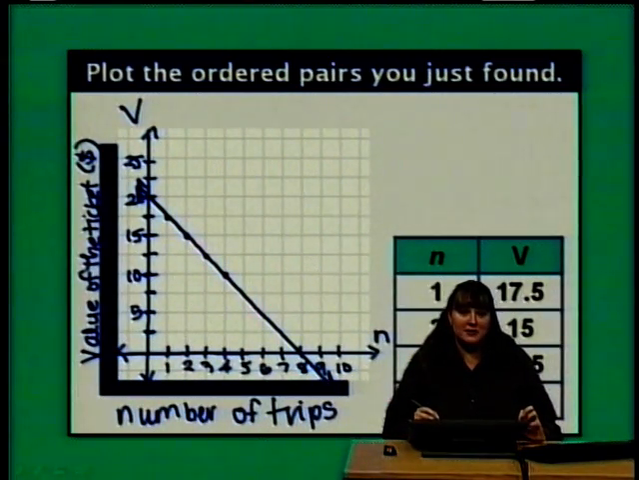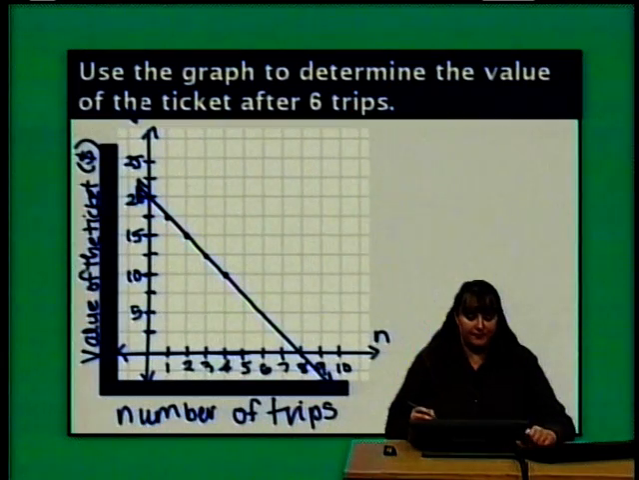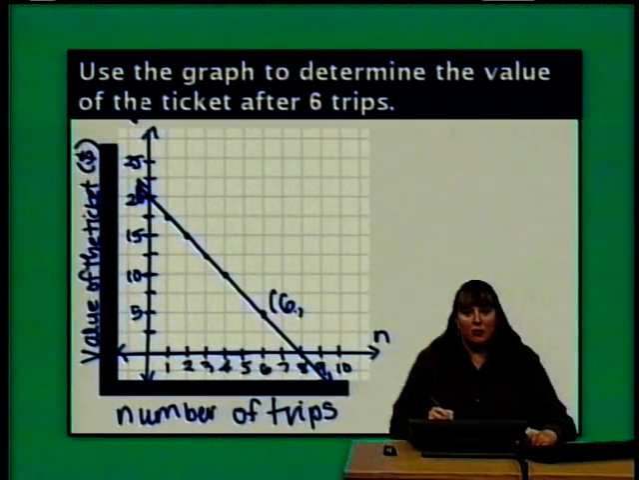All of the points on this line are solutions to our equation v equals 20 minus 2.5n. Well, let's use this graph to determine the value of the ticket after 6 trips. So if we have 6 trips, we need to look at the horizontal axis, which represents the number of trips. If I locate 6 on the n-axis, move directly up to my graph, it puts me at this point. What I need to figure out is, what is the second coordinate of this point?